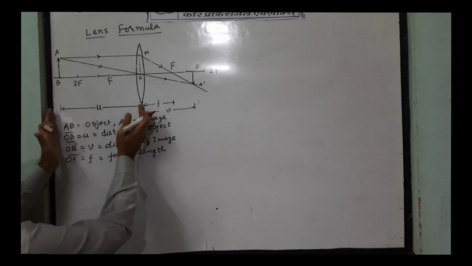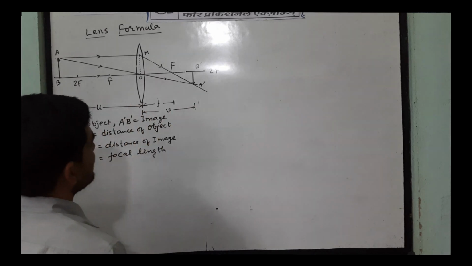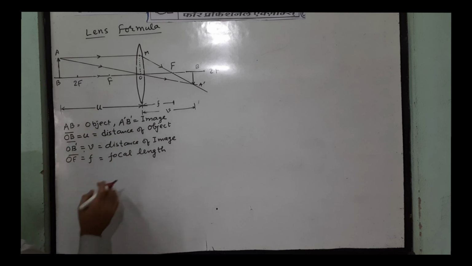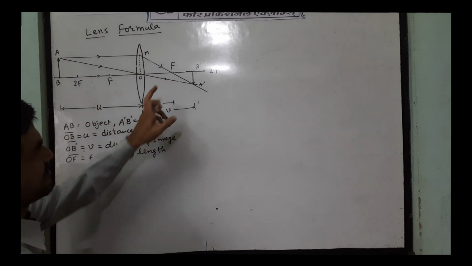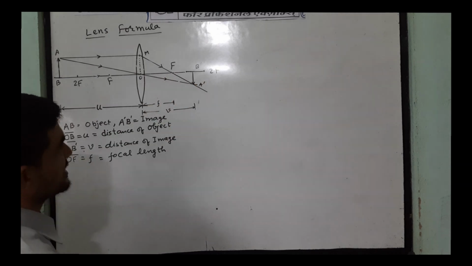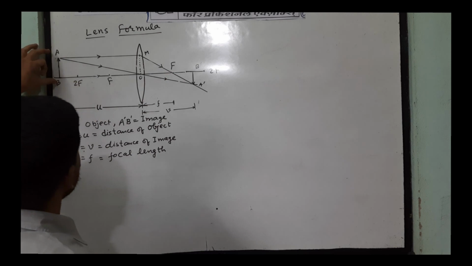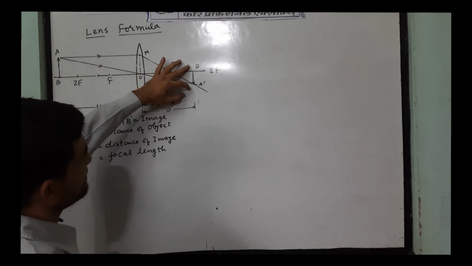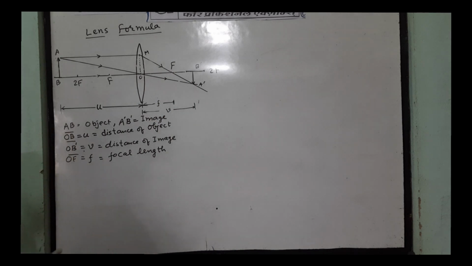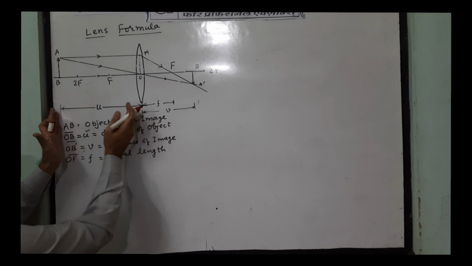The object is kept at a distance u and its image is formed at a distance v. Just see in this figure, the object is kept between 2f and infinity and the image is formed between f and 2f. So the image is diminished, slightly smaller than the object. AB is the object and A dash B dash, or A prime B prime, is the image. So the object distance is u. The object is kept at a distance u from the lens.